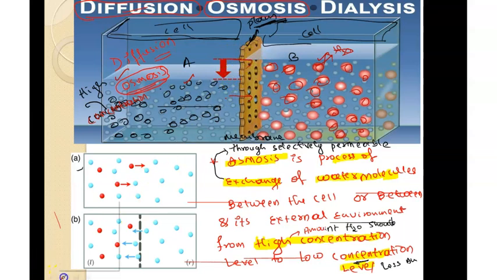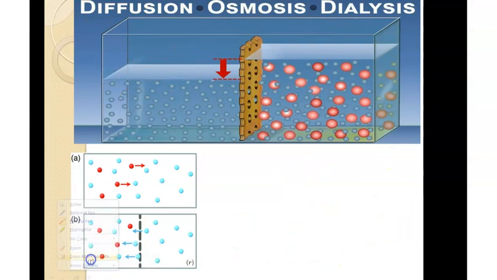Let's take one more condition, one more example. See here, these are my water particles. This is my cell B and this is my cell A. Let's say these pink balls are my water particles.